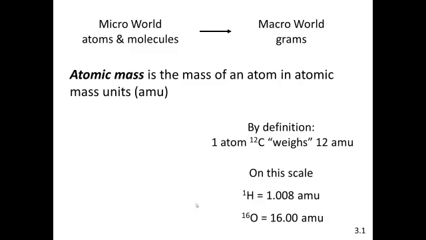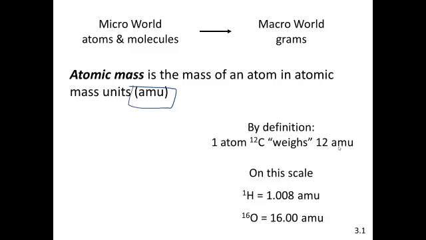We can view chemistry in two different realms: the micro world, which consists of atoms and molecules, or particles of things, or the macro world, which is stuff we can actually see and could weigh in grams. So the atomic mass is the mass of an atom in atomic mass units, or AMU. By definition, one atom of carbon-12 weighs 12 AMUs.